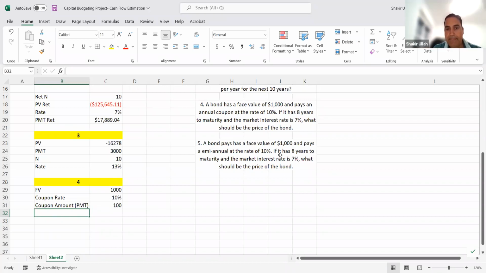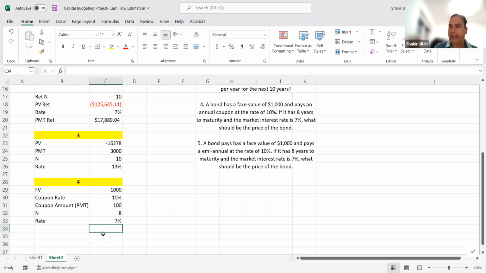It says it has 8 years to maturity, so n is equal to 8. That means if you buy this bond, you can hold it for the next 8 years and you will be receiving $100 each year. And at the end of the 8th year, when the bond matures, you will also receive $1,000 when you return the bond to the company. Then it says that the market interest rate is 7%. So the rate, or the market interest rate, is 7%.